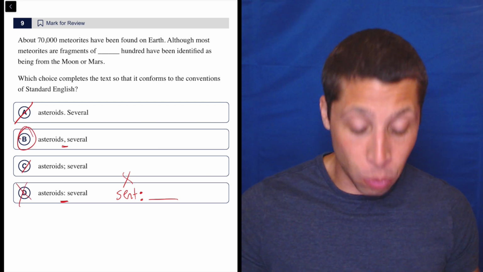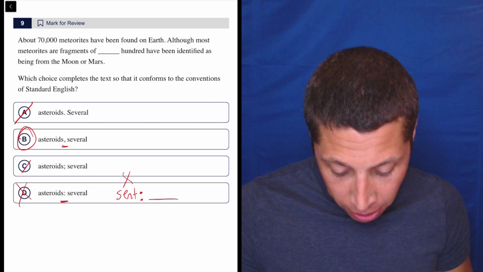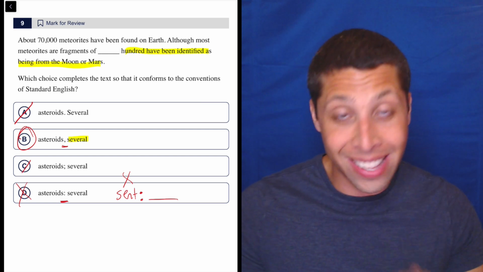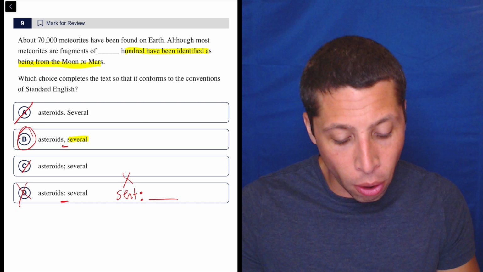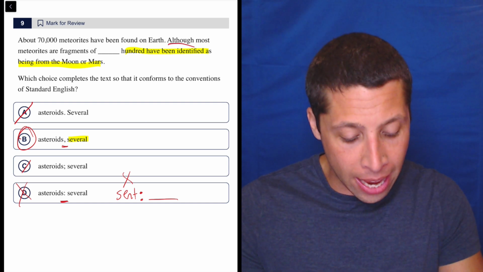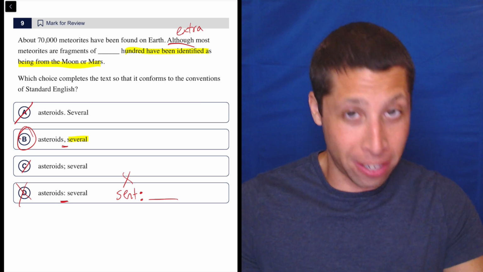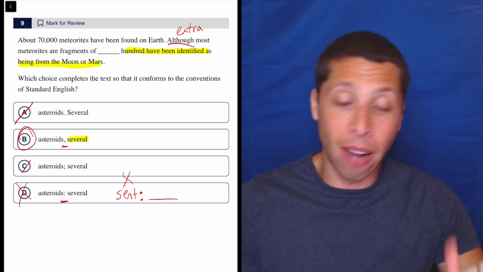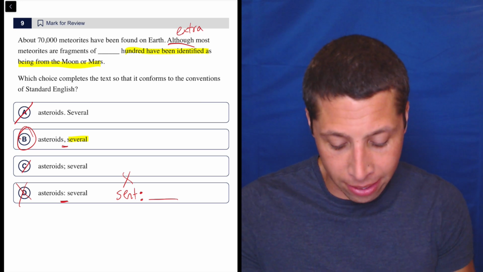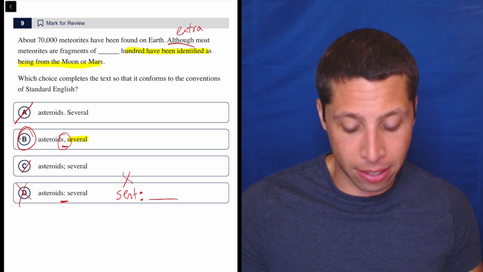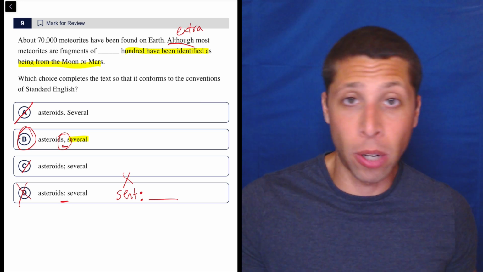And basically the reason why is the main sentence is what comes after. Several hundred have been identified as being from the moon or Mars. That's my main sentence. And the although is making this an extra clause, a descriptive dependent clause that is at the beginning of the sentence leading into the main sentence, and we use commas to join those extra clauses to my main sentence. So this is basic grammatical structure in English.